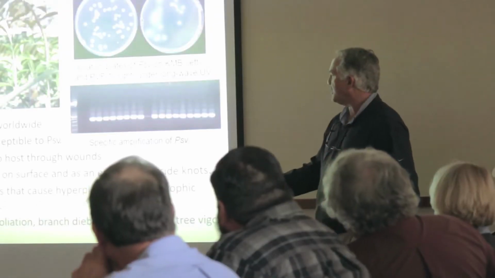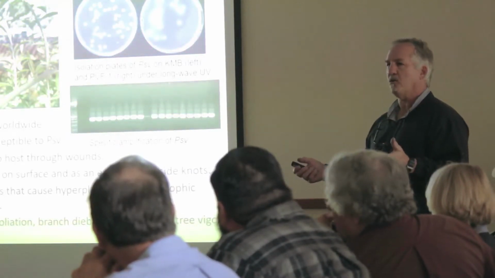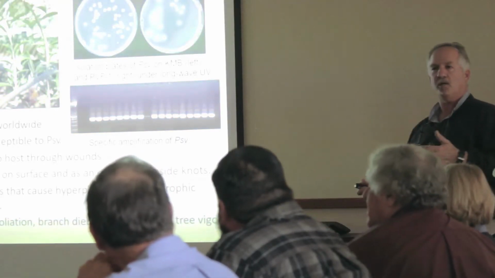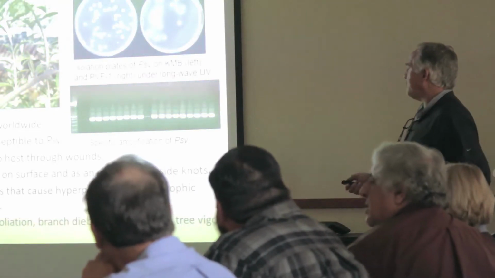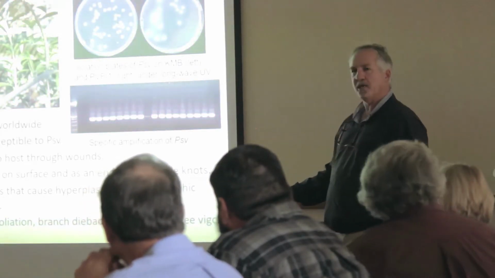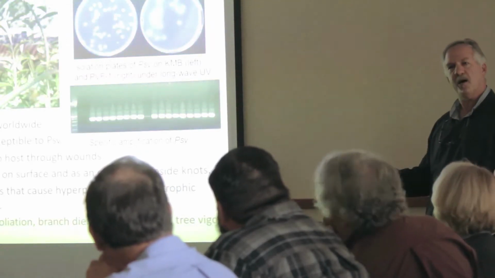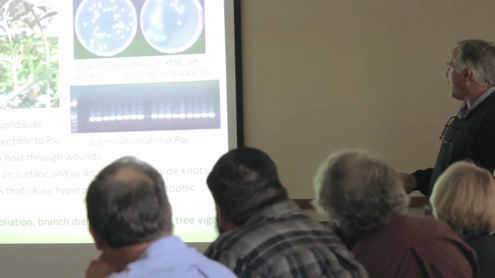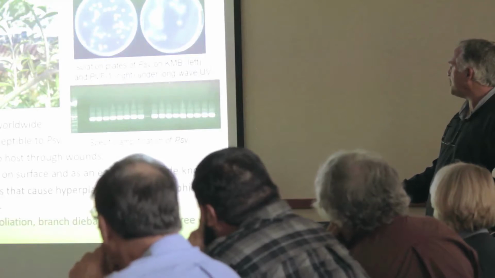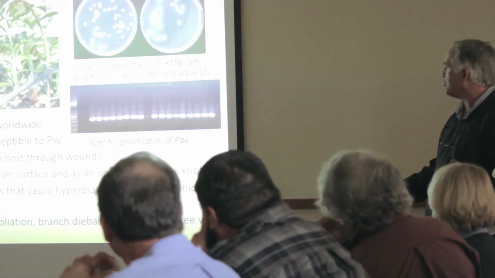Reviewing the literature, this disease occurs in all of the olive growing production areas of the world. Both olive oil varieties as well as table olives are susceptible to this disease. The primary entry is through wounds or injuries. We'll show you some examples of how the disease can move in the plant. As I pointed out, it's epiphytic at first, but then forms endophytic populations in those knots or galls.